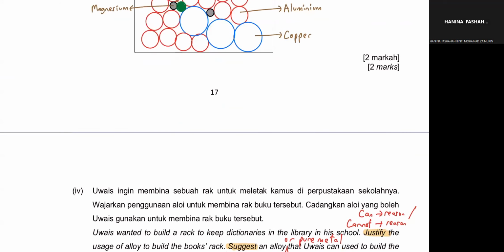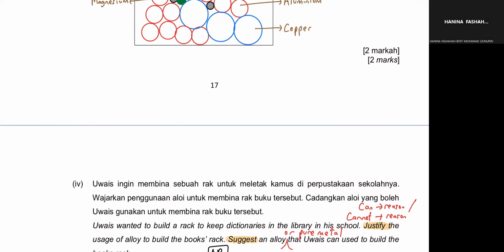Look at the fourth one. Fourth one is talking about this guy Uwais. He wanted to build a rack to keep dictionaries in the library in his school. Justify the usage of alloy to build the books rack. Suggest an alloy or pure metal that they can use to build the books rack. They have to add pure metal here lah.